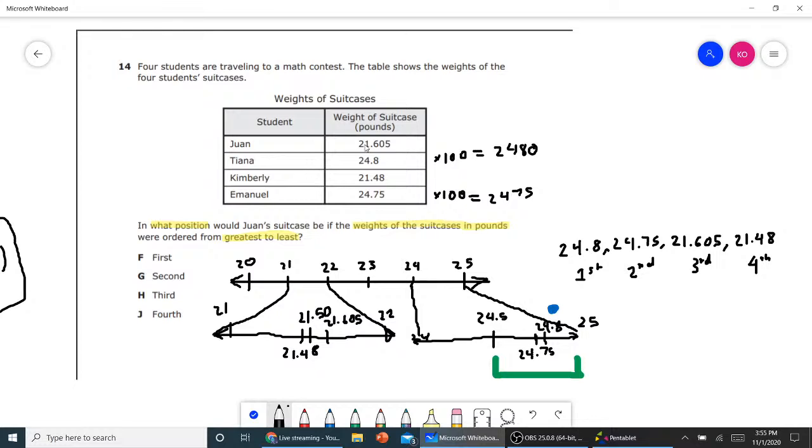We're asked what position Juan's suitcase would be. Juan's number was 21.605, and it is right here. So Juan would fall in this category, third place. So you circle third right here. So it's 3:55.